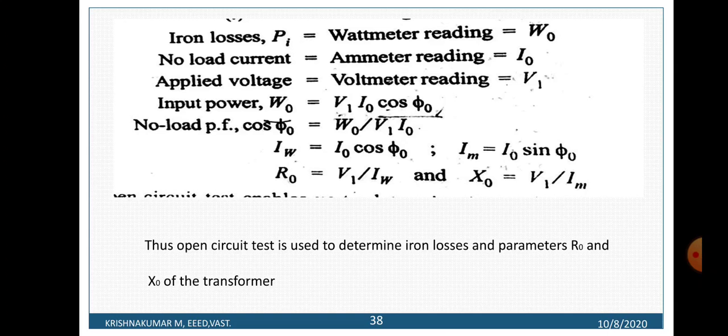Then how can we find R0? R0 is equal to V1 by IW, or V0 by IW, V1 or V0, okay. X0 is equal to V1 by IM. Okay, R0 is equal to V1 by IW and X0 is equal to V1 by IM.